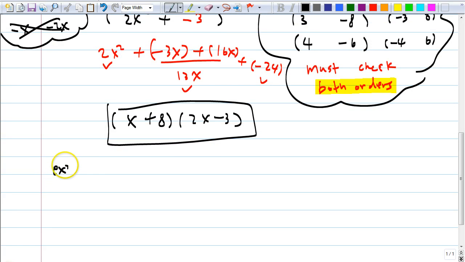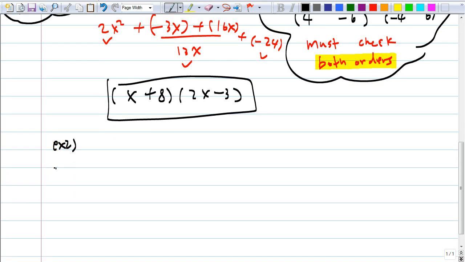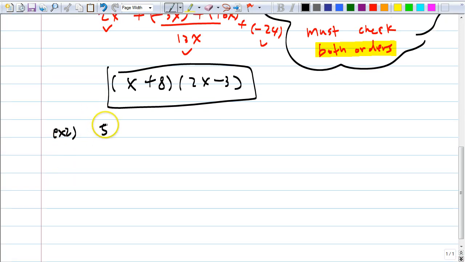Example 2. Let's try example 2. Hopefully you guys get the idea. Example 2, we got 5y. Do I have to use x every time, by the way? No, I can use any letters I want.